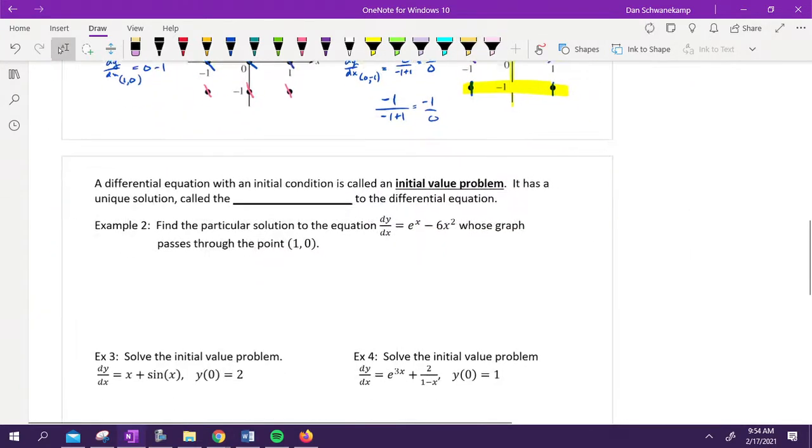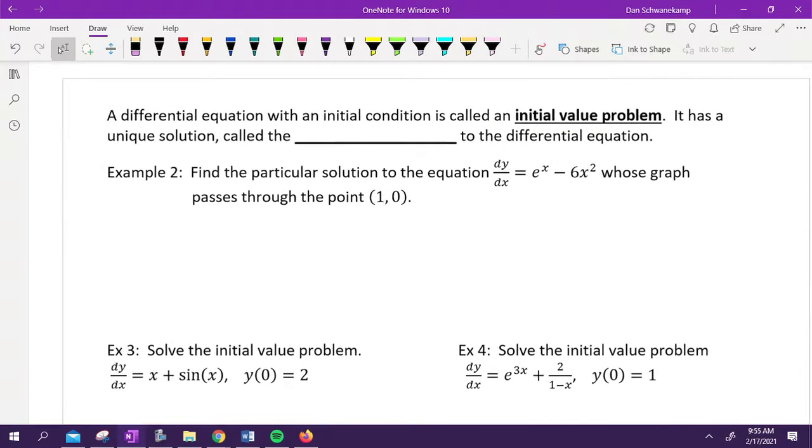All right, now let's build a connection between the two. Flip it over to the backside. A differential equation with an initial condition. We have done this before. A differential equation with an initial condition is called an initial value problem. It has a unique solution called the particular solution to the differential equation. So we've done general solutions. General solution is when you have a plus c at the end. A particular solution is when we don't want to have plus c. We are finding the exact antiderivative that goes through a very specific point.